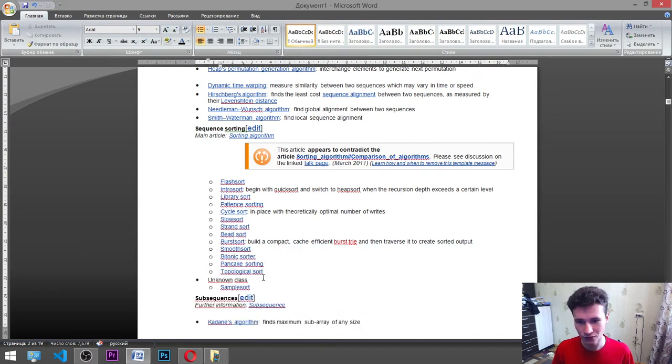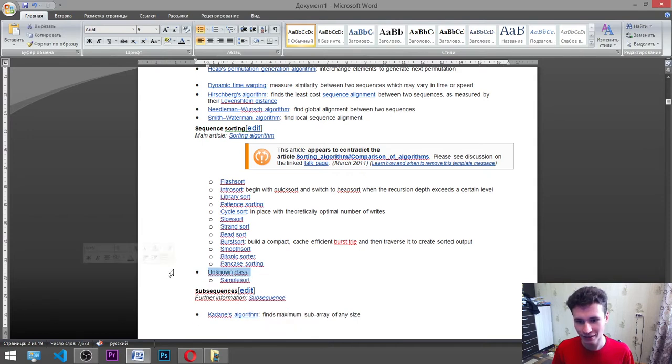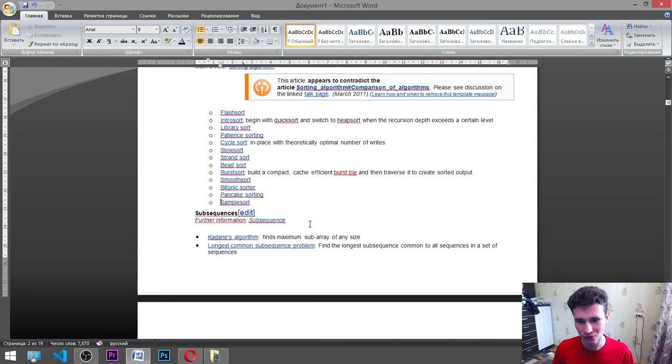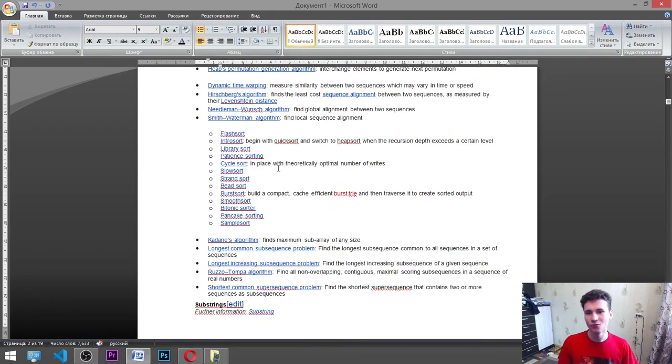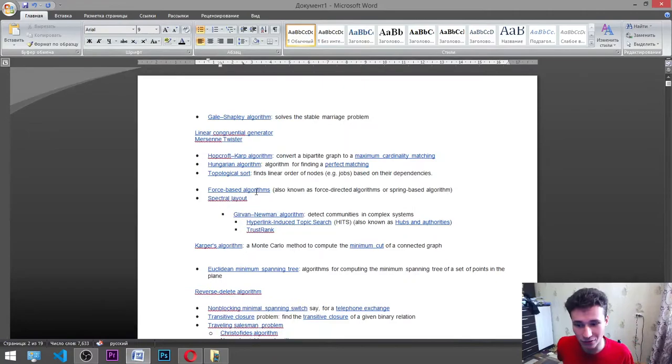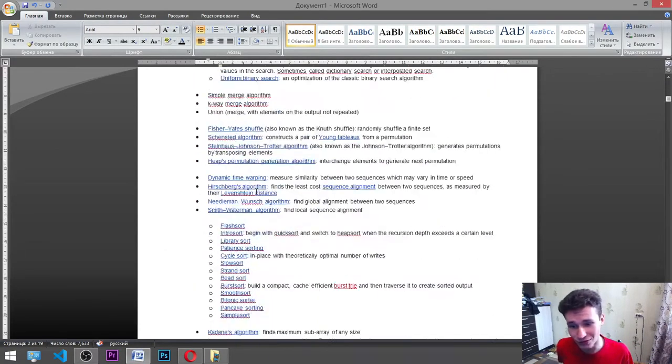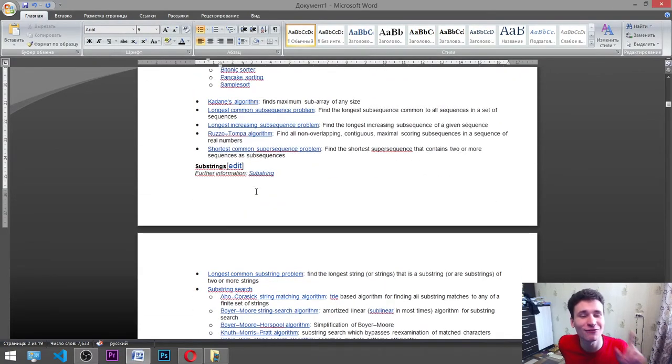Pancake, spaghetti sort, topological sort I know too. Sample sort need to learn more. Subsequences, let's here and here it is. Okay, we'll do this. Amazing. We have these algorithms, need to learn them. Actually, how many did we delete? Need to read it. Need to check from the beginning of the video.